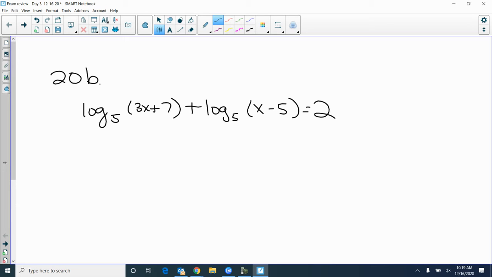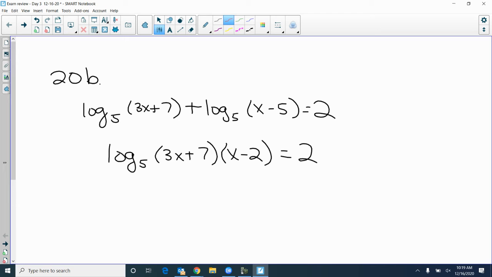All right, we're dealing with logs, so we want to condense. If it's a plus, what do we have to do to condense? You multiply. If it's a minus, what do we do? Divide. I can't give you problems of everyone, so if it's a minus, you still need to know how to do that. You divide. So it's log base 5 of (3x plus 7) times (x minus 2) equals 2.